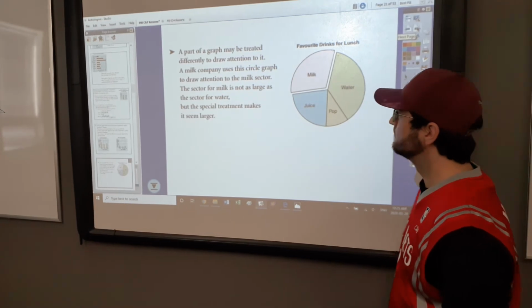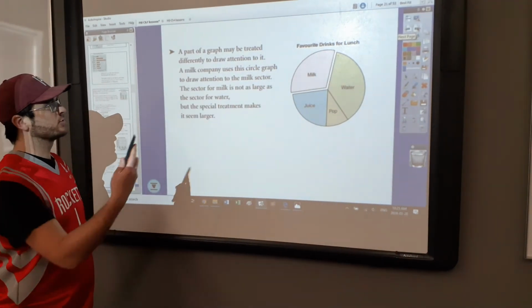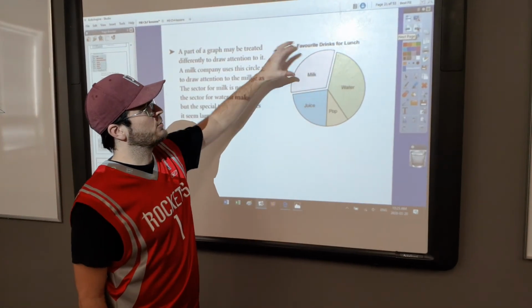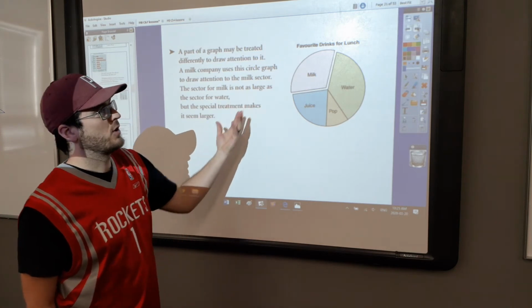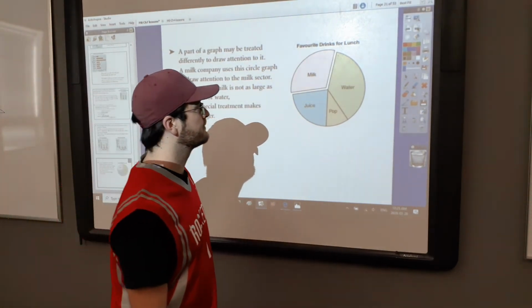Okay, circle graphs sometimes can be misrepresented as well. Favorite drink. Water's clearly the biggest section, but by drawing this out and highlighting milk, somebody's obviously wanting you to think that milk is the most popular when it's not. Okay.